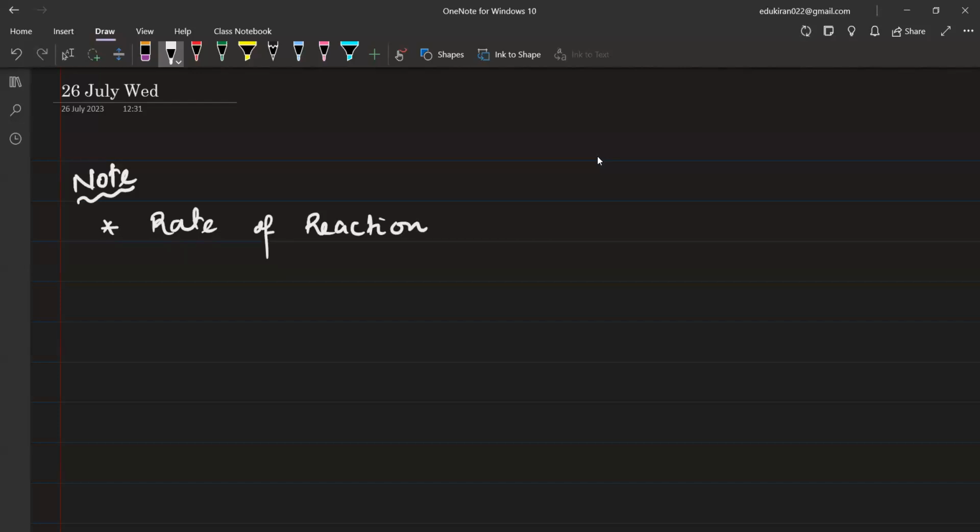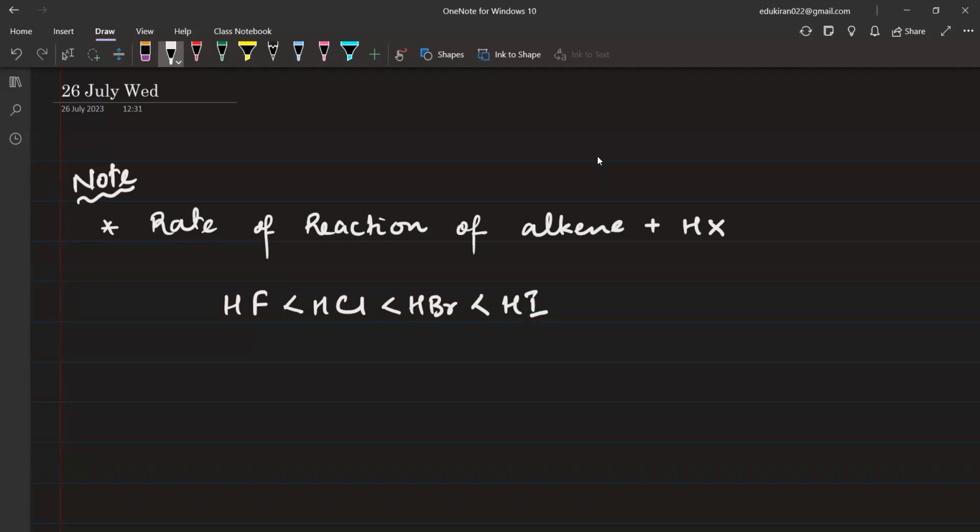Rate of reaction of alkene plus HX, any haloacids. So if you're talking about HX, then in that case, HF will be the slowest. Then you will have HCl, then HBr, then HI. Now, HI is fastest because the bond between hydrogen and iodine is very weak, and that is why it can dissociate very easily.